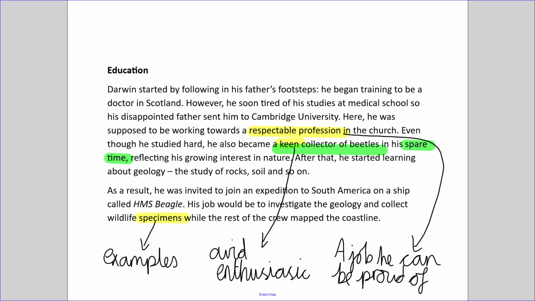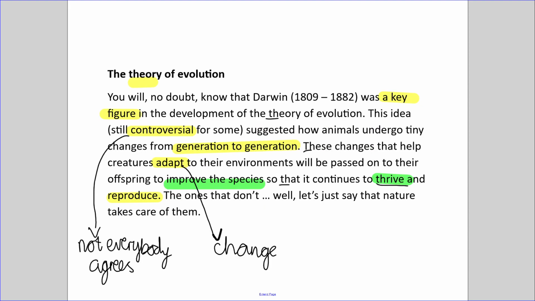So, oh, still not on the right paragraph. There we go. So it could be to improve the species so that it continues to do really well and reproduce. So it continues to develop well and produce. Continues to something else in those words, basically. That wasn't a very good explanation. Oh, sorry about that. Yeah, so it develops well. It grows well. It becomes better.